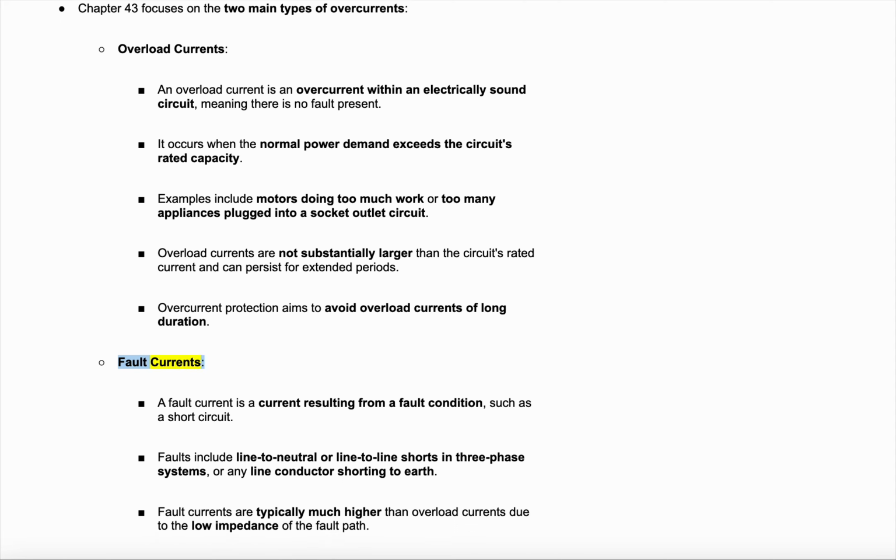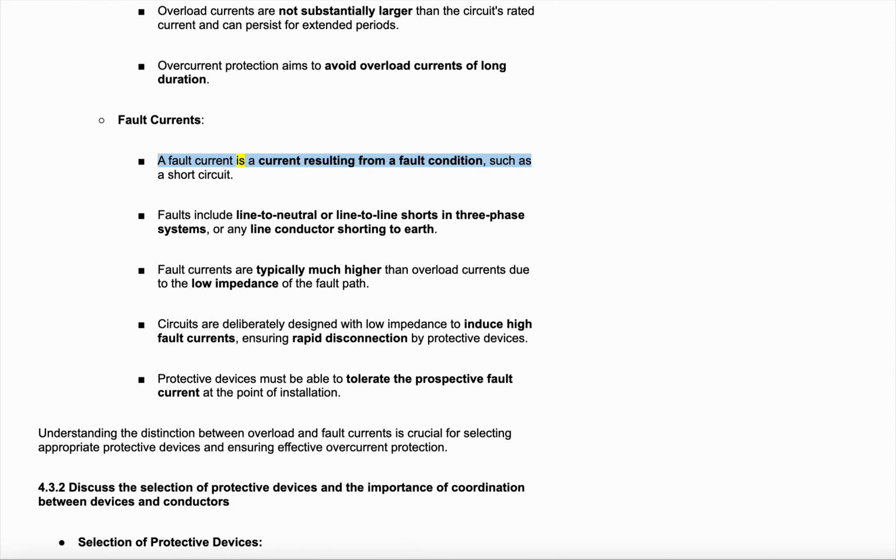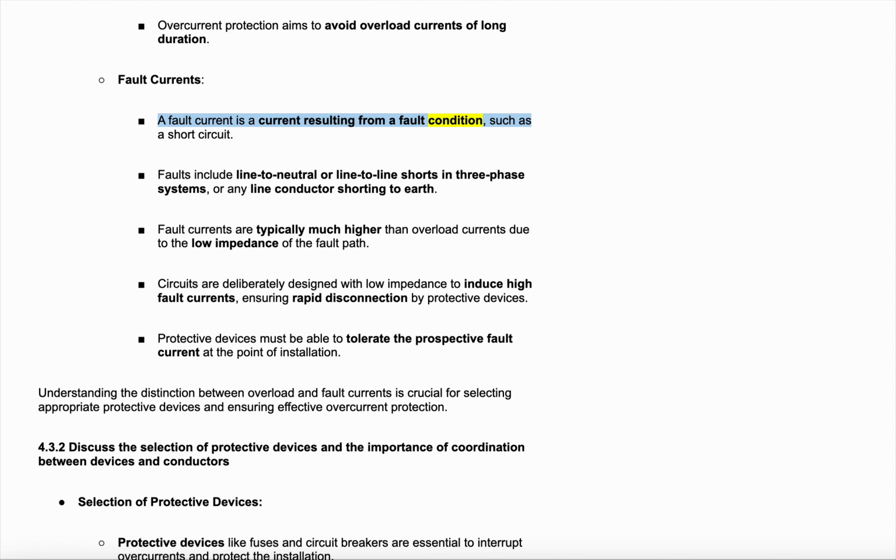Fault currents. A fault current is a current resulting from a fault condition, such as a short circuit. Faults include line-to-neutral or line-to-line shorts in three-phase systems, or any line conductor shorting to earth. Fault currents are typically much higher than overload currents due to the low impedance of the fault path.